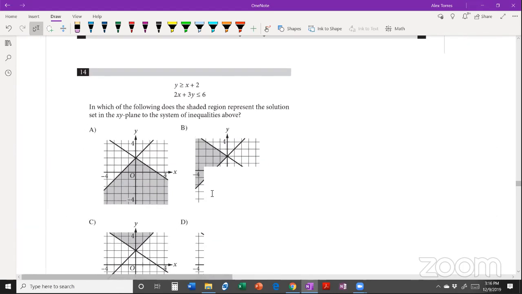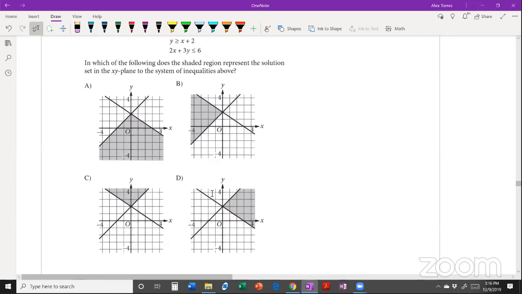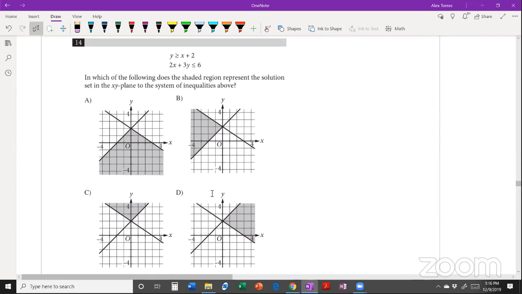Fourteen's got these big inequalities here. Not such a big deal for us. But the idea is that if you have y is greater than or equal to x plus 2, it's just the line y equals x plus 2. And first of all, greater than or equal to means solid line, and greater than would mean dotted line. But the fact that it's greater overall means you shade above.